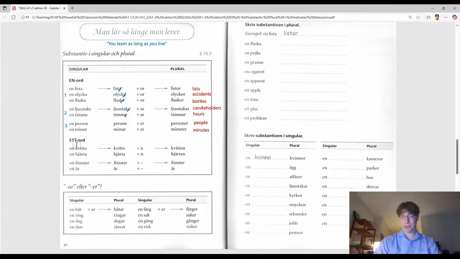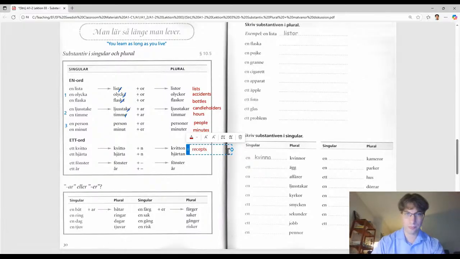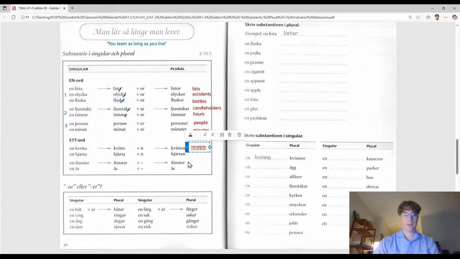And then we get into the ett words. So again here, if it ends on a vowel like O or A, with kvitto and hjärta, you simply put on the N. No striking. Ett kvitto, många kvitton, many receipts. And ett hjärta, många hjärtan, many hearts.